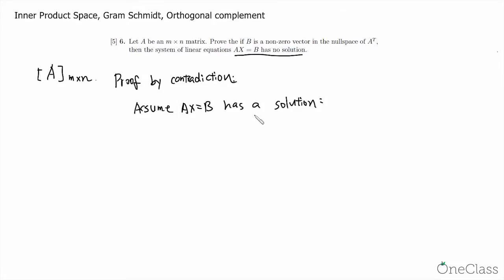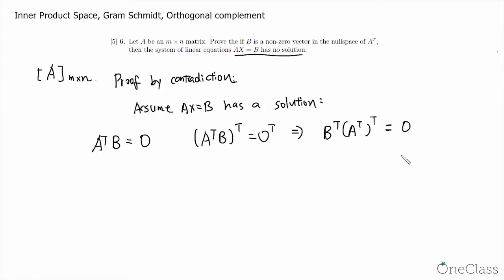To begin with, we notice that B is in the null space of A^T, which means that A^T times B gives you 0, since any vector in the null space of A^T multiplied by A^T gives 0. Then if we take the transpose of both sides, we have (A^T B)^T equals 0^T, and we can use the property of transpose to put the transpose into the bracket, but we have to switch the position of the first and second element. So we have B^T (A^T)^T equals 0, since 0 transpose is still 0. Simplifying this a bit, we have B^T A equals 0.